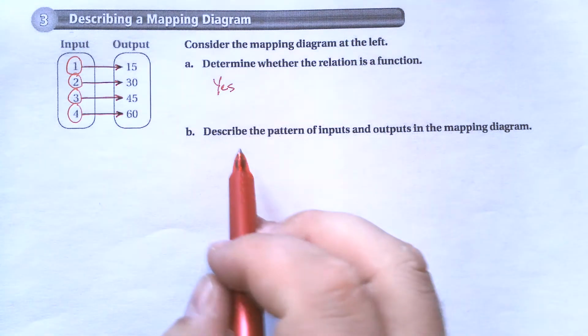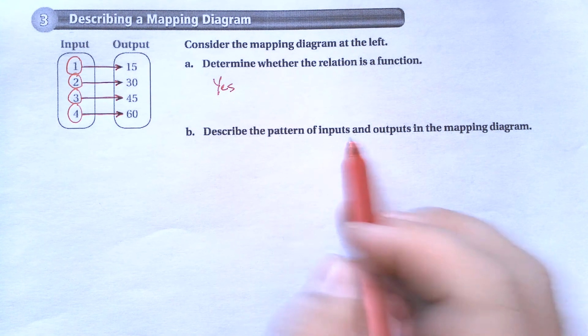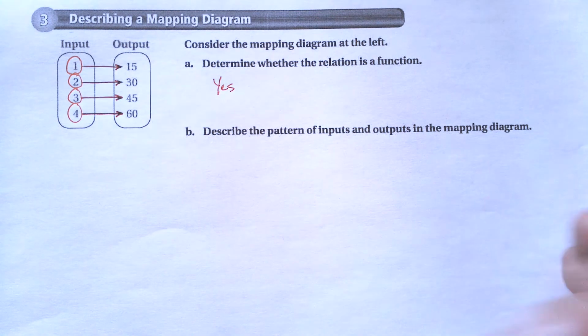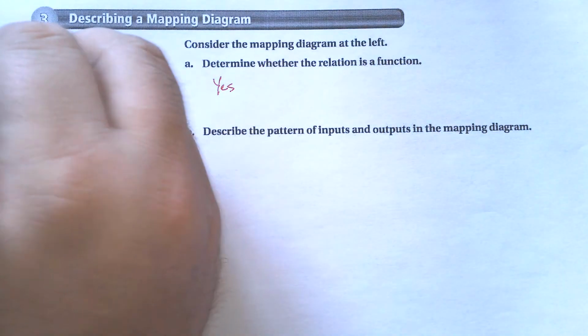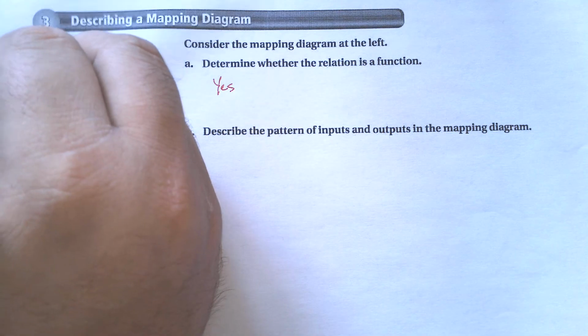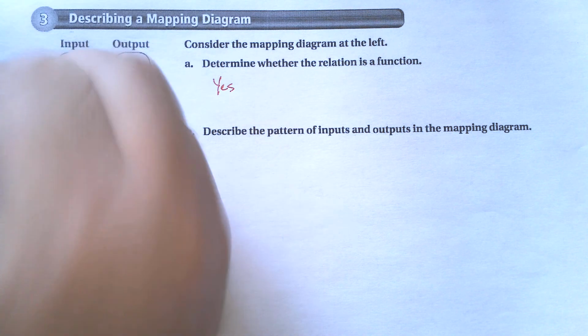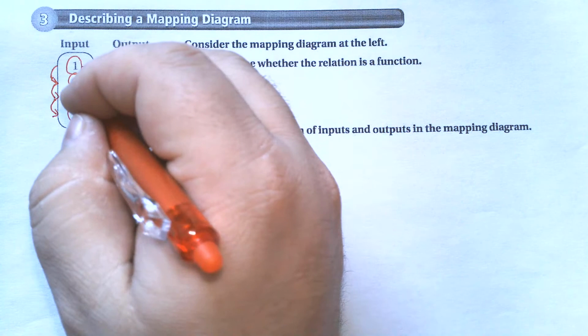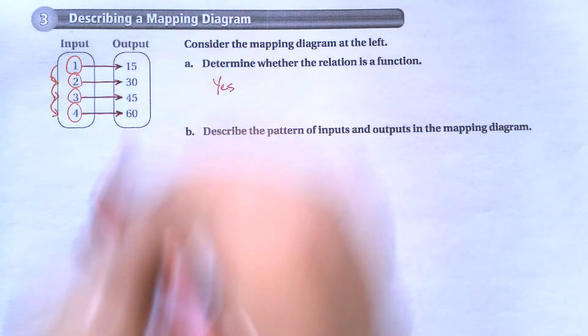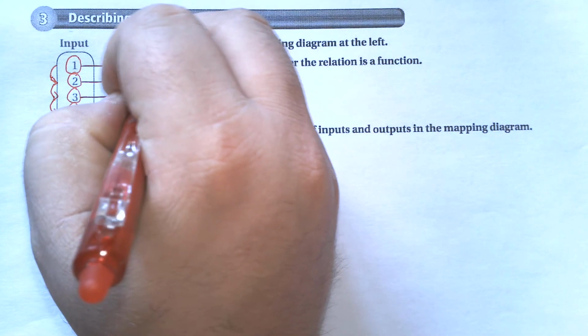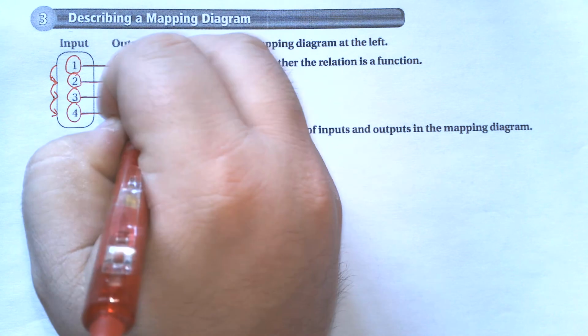Now, the next question is, describe the pattern of inputs and outputs in the mapping diagram. Well, I'm trying to think of the best way to word this. What it's asking for is how does one x value or one input value change each time? What's the pattern that you see between each input? Then it's also asking what's the pattern you see between each output.